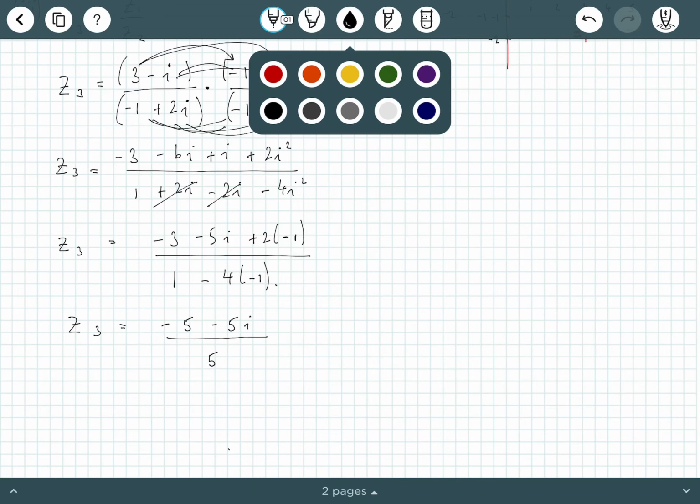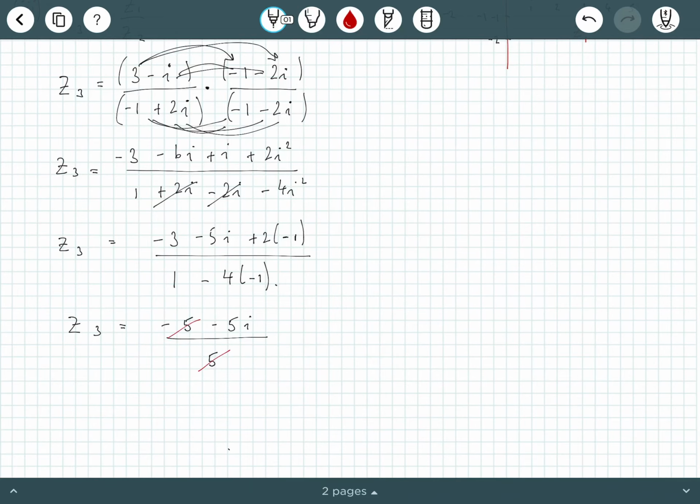Lucky enough that 5 goes into everything above the line. 5 goes into minus 5 minus 1 times, and 5 goes into minus 5 minus 1 times. Okay, and you get z3 to be simply 1 minus i. And that's it there, that's z3 now done.